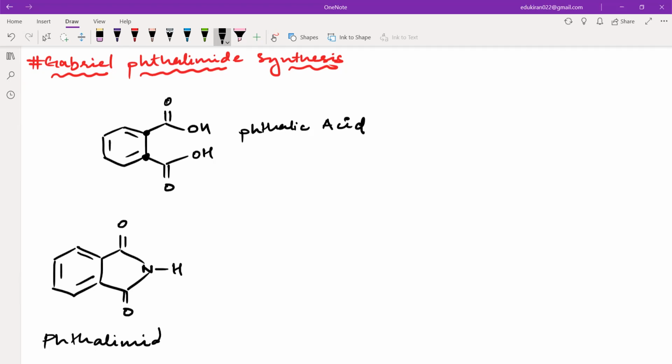Phthalimide. Okay. So when you react phthalimide with KOH, what is going to happen? You will replace this hydrogen with the K, and water will be left out, right? So you will have the same molecule.